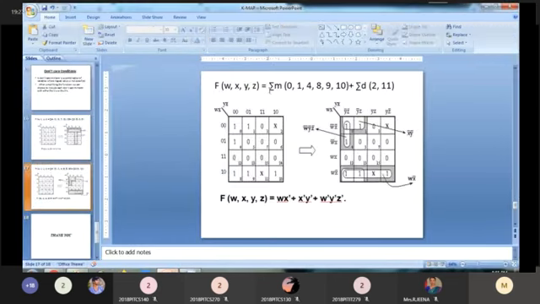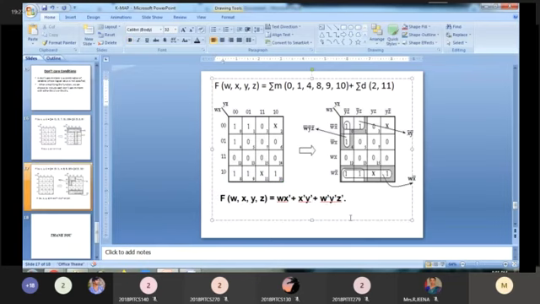F of W X Y Z equal to M of 0, 1, 4, 8, 9, 10 plus don't care 2, 11. Okay, so you have to put these values as 1, this value as X. So this is taken as 1 for grouping. This is quad grouping. This is pair grouping. Okay, so your answer is W X bar, X bar, Y bar, W bar, X, W bar, Y bar, Z bar. First grouping. This is a quad grouping.